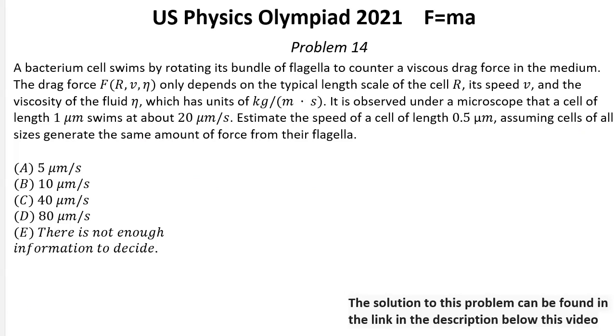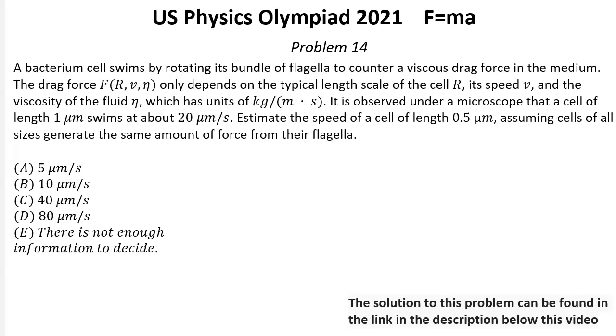Problem number 14. A bacterium cell swims by rotating its bundle of flagella to counter a viscous drag force in the medium. The drag force F as a function of r, v, and nu only depends on the typical length scale of the cell r, its speed v, and the viscosity of the fluid nu, which has units of kilogram over meters by seconds. It is observed under a microscope that a cell of length 1 micron swims at about 20 microns per second. Estimate the speed of a cell of length 0.5 microns, assuming cells of all sizes generate the same amount of force from their flagella. Solution for problem number 14.